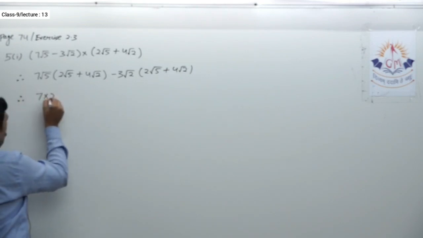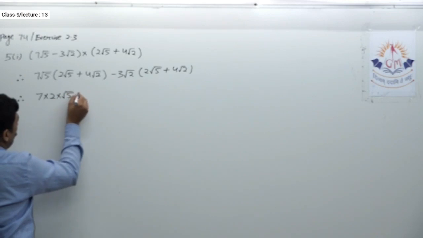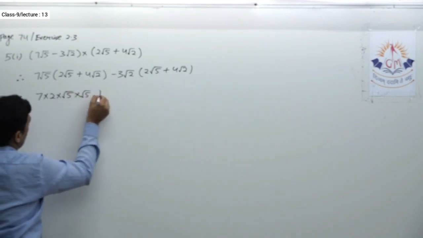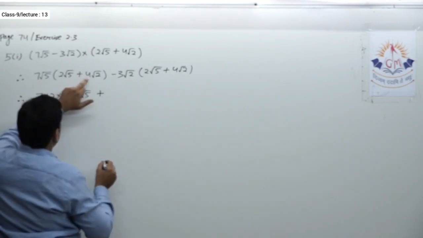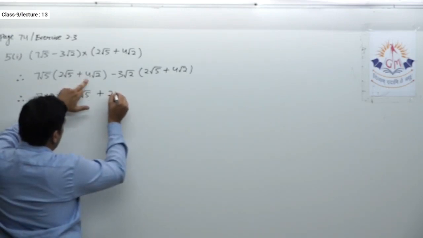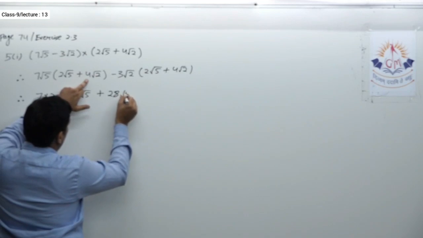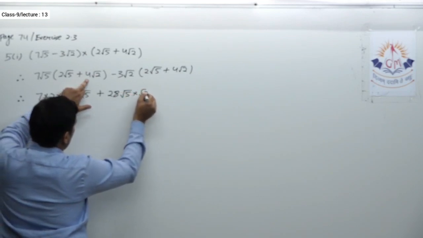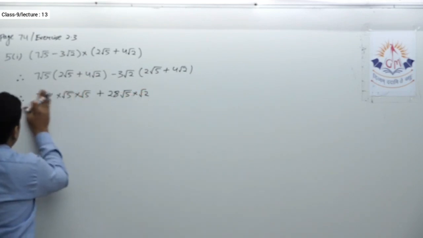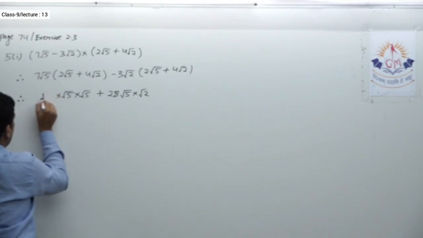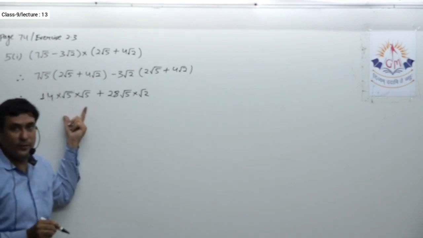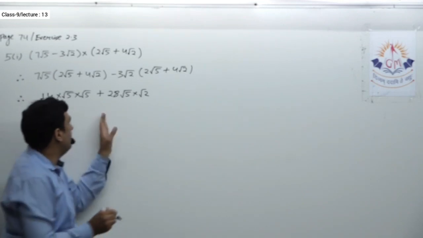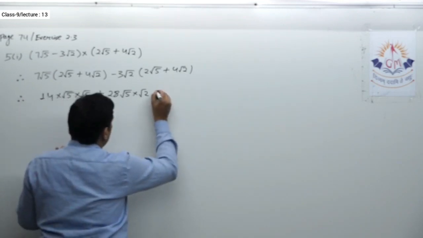Okay, this root 5 multiplied by root 5, plus 7 root 5 into 4 root 2. So 7 into 4 is 28, and root 5 multiplied by root 2. Here again it was possible to write that only, 7 into 2, 14, root 5 multiplied by... However, I can directly write that root 5 into root 5 is equal to 5, but still I am taking some steps extra.